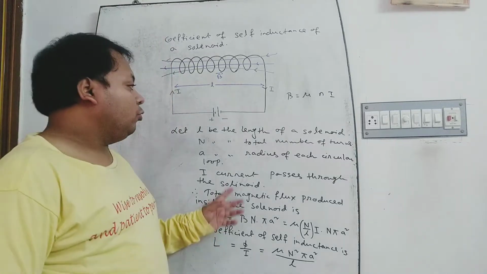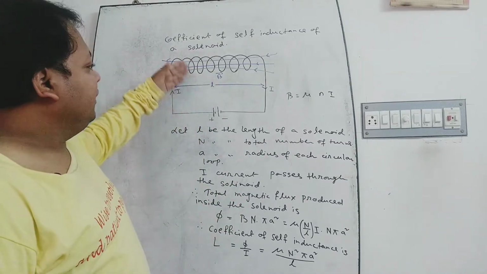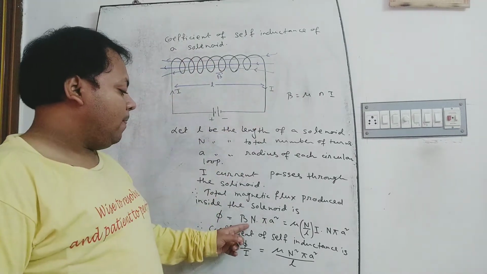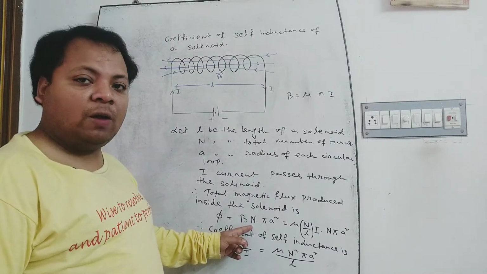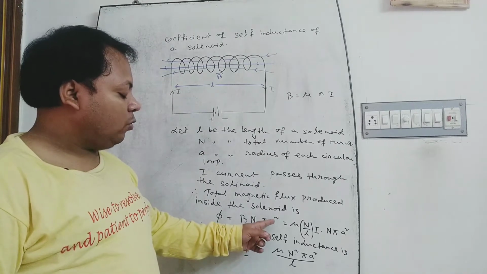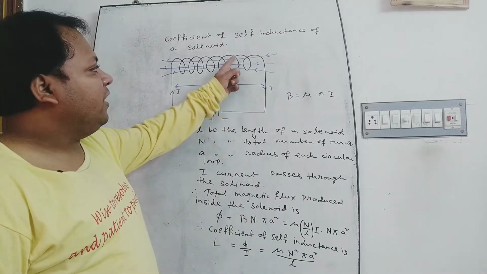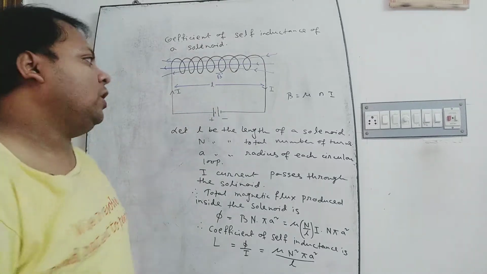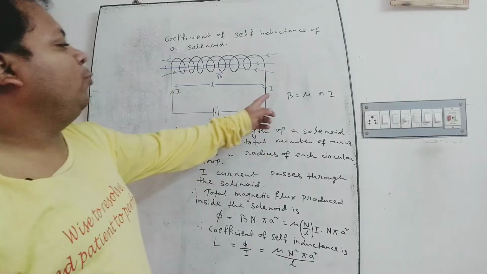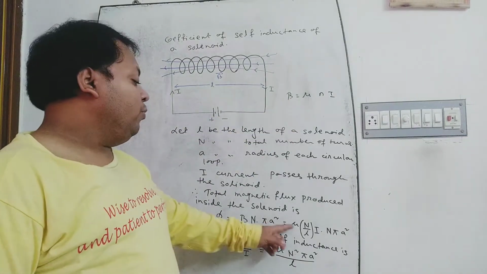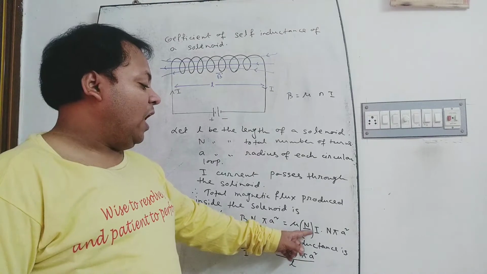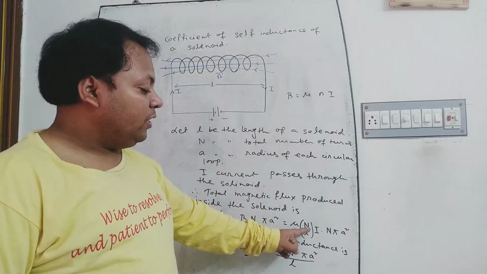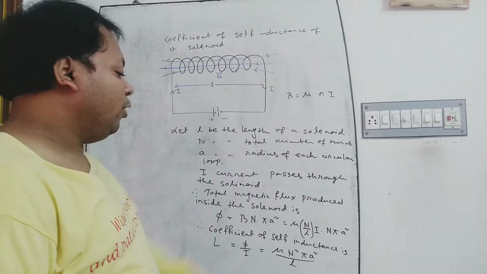Therefore, the total flux linked inside the solenoid is phi equals B into N, the total number of turns, into pi a squared, where small a is the radius of each circular loop. Now we can put the value of B, that is mu into N by l, into I, into N by l squared. Here small n is equal to capital N by small l, the number of turns per unit length.